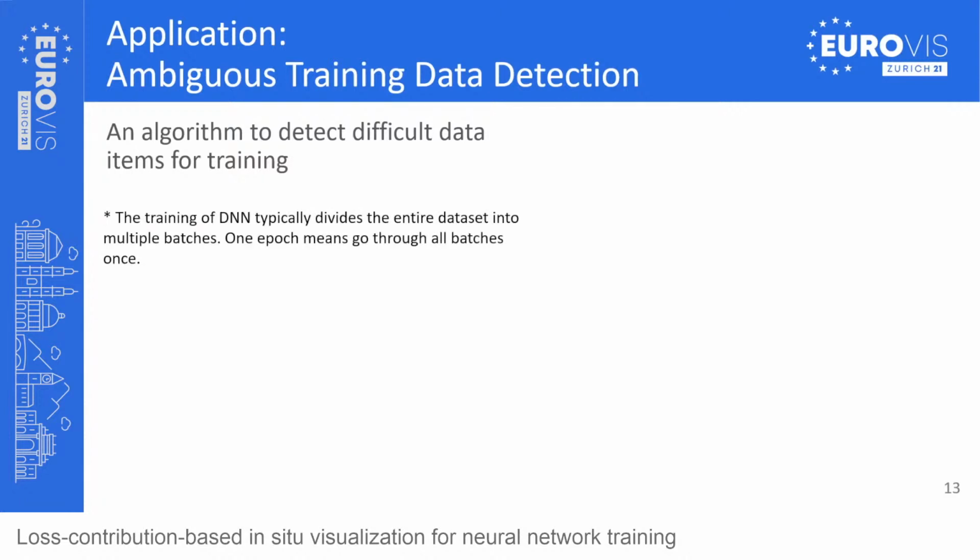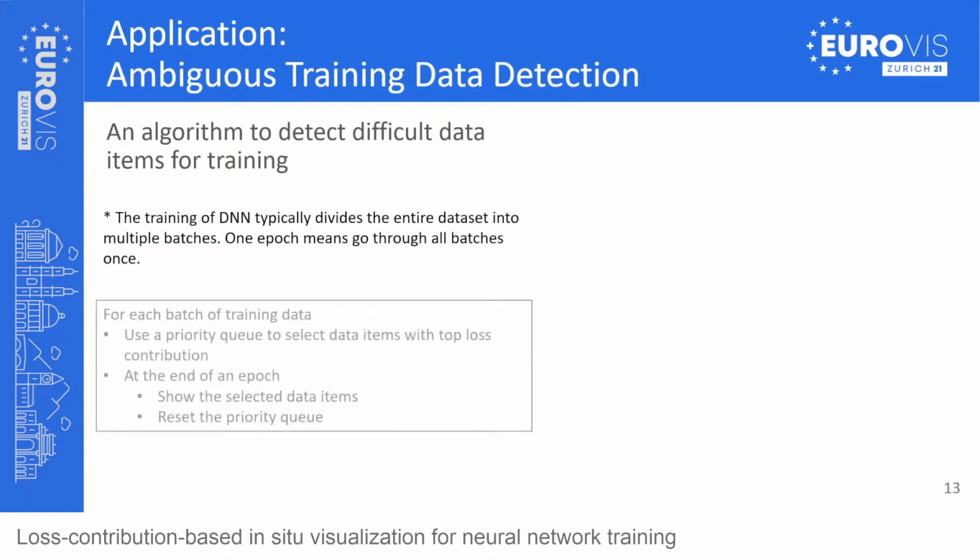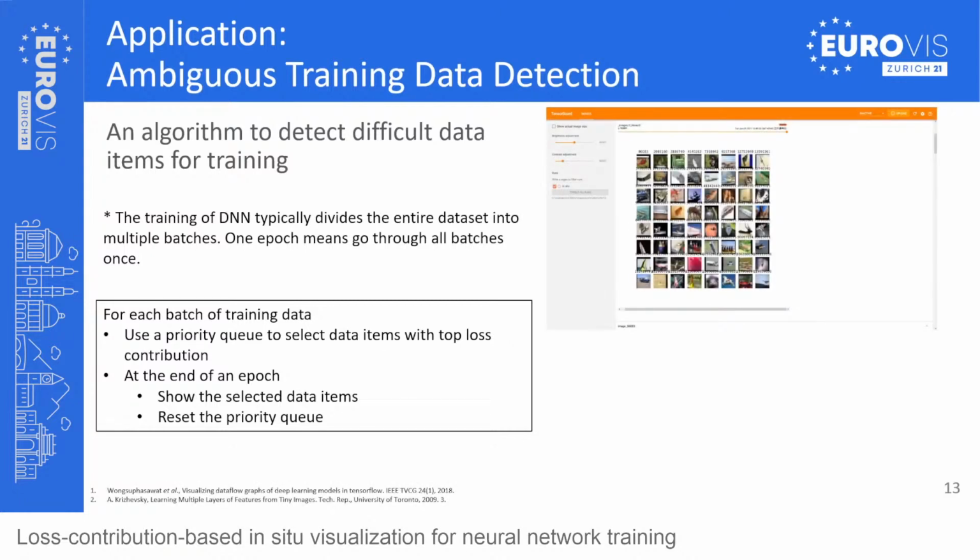When training a deep neural network, it is common to divide the dataset into multiple batches. Once all batches have been examined once, it is called an epoch. During the training, we can use a priority queue to keep the data items that contribute most to the training loss in an epoch. Once the epoch finishes, we show the selected items and then reset the priority queue for the next epoch. On the right, we show a screenshot of our in situ visualization prototype where we use TensorBoard to show the selected data items during the training.